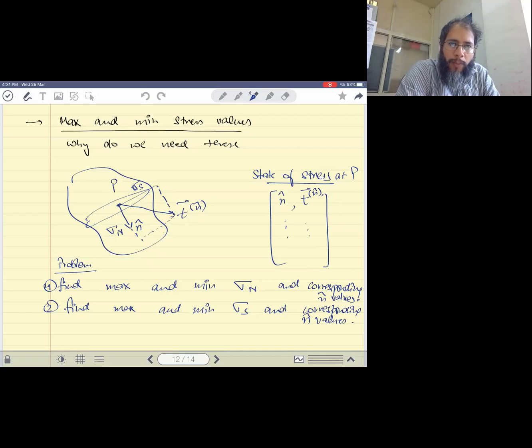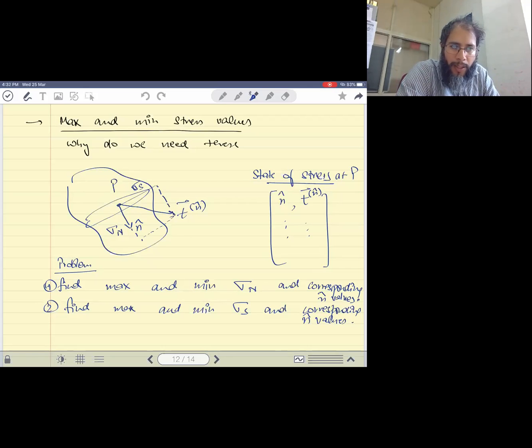okay. So there is one particular n hat direction where my sigma n becomes maximum. So you find that n hat and the sigma n max value. Similarly, there's another n hat direction where my sigma n becomes minimum. You find that n hat value and the corresponding sigma n minimum value.